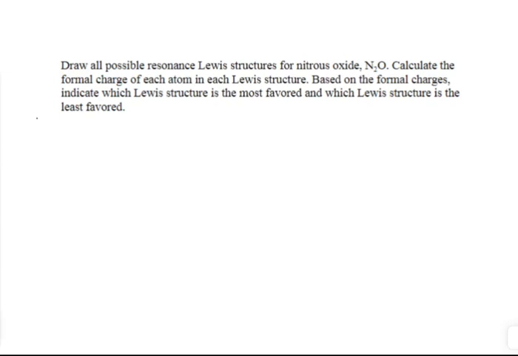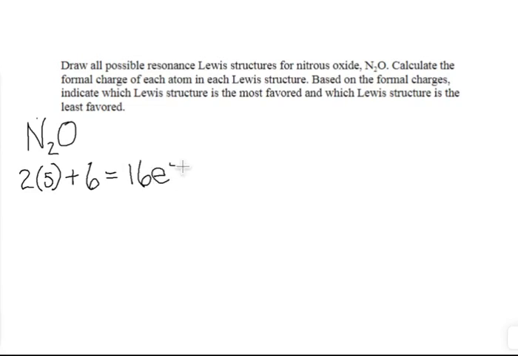So N2O, we're going to start the same way we always do, which is adding up the number of valence electrons. Each nitrogen has 5, and oxygen has 6, for a total of 16 electrons. We will represent exactly 16 electrons in this structure.